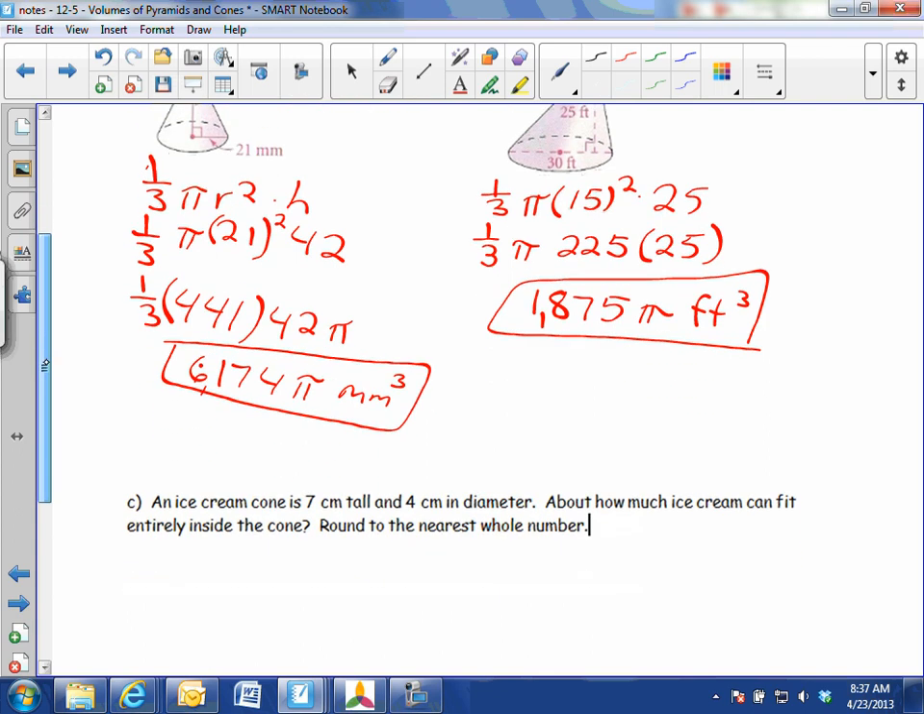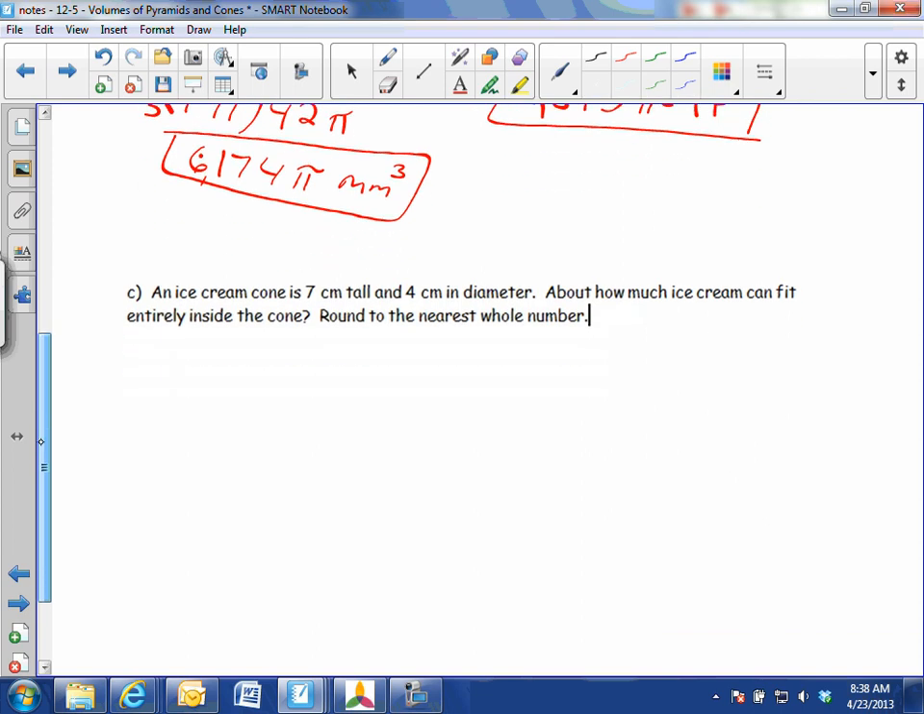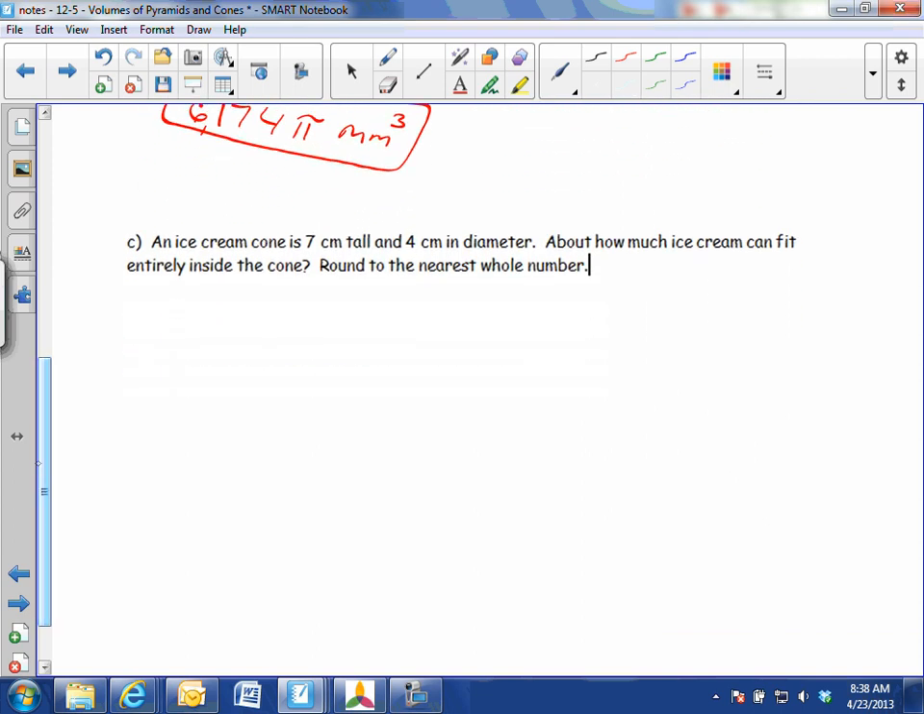Okay, last one says an ice cream cone is 7 centimeters tall and 4 centimeters in diameter. How much ice cream can fit entirely inside the cone, rounded to the nearest whole number? Who cares? Let's just use it. Okay, so if we were going to draw it, it's going to look something like this, correct? They tell us that it is 7 centimeters tall and 4 in diameter. In diameter, you're right.